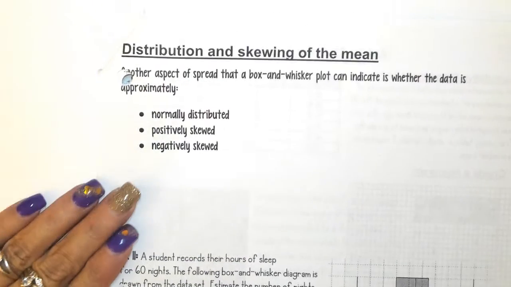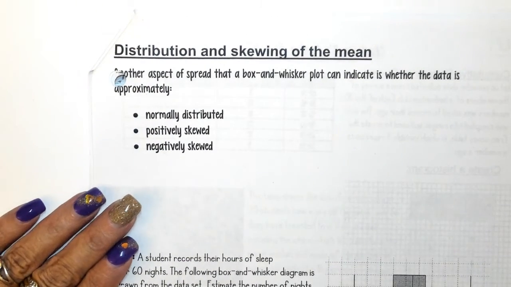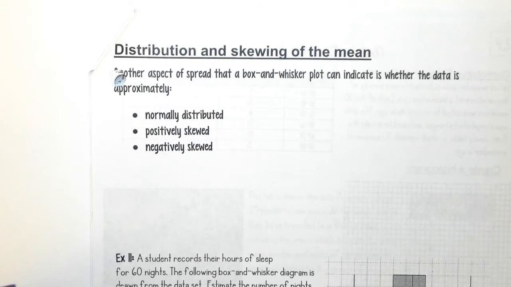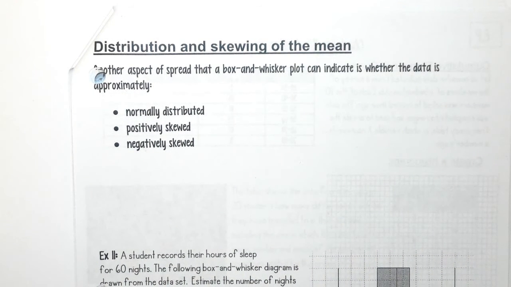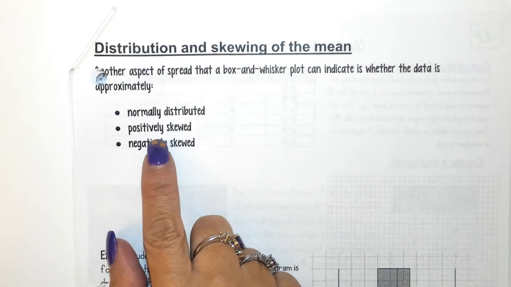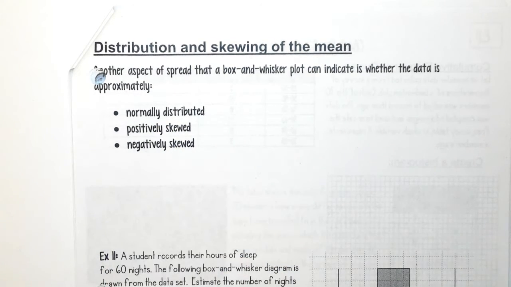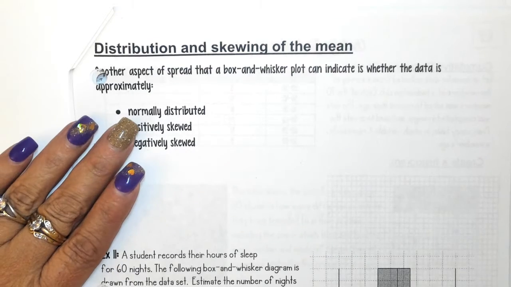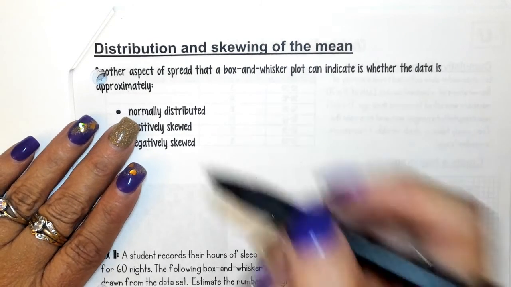Okay, here we go. Distribution and skewing of the mean. Now we're not doing the median, now we're doing the mean. All right, another aspect of the spread that a box and whisker plot can indicate is whether the data is approximately normally distributed, positively skewed, or negatively skewed. Now, I'm going to do 3 scenarios showing you how this can happen.